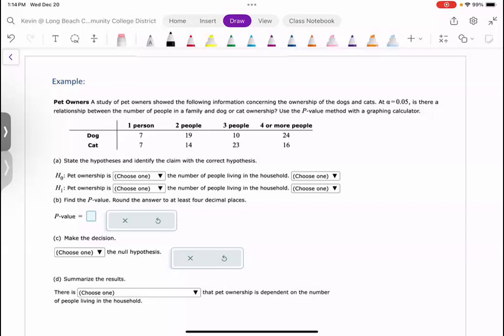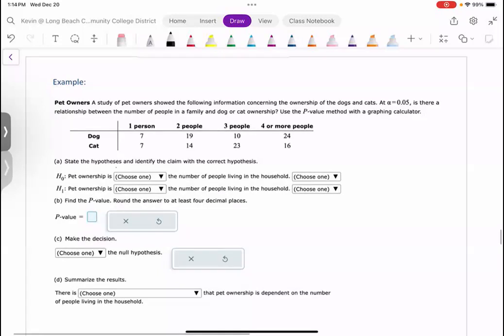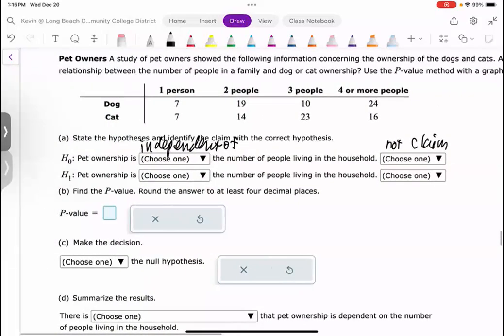And are these two ideas, dog or cat, versus number of people in a household, are those independent ideas or are they dependent? So our null hypothesis: pet ownership is independent of the number of people living in the household. This is not the claim. Versus our alternative hypothesis, which is pet ownership is dependent on the number of people living in a household. That, again, will be our claim.